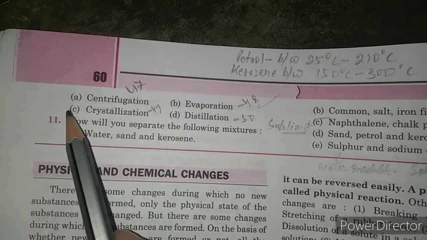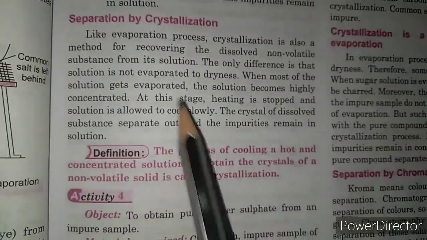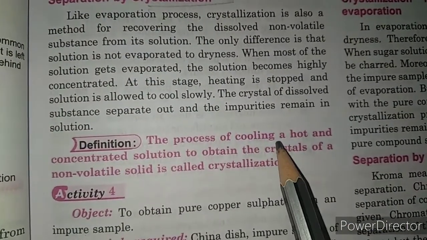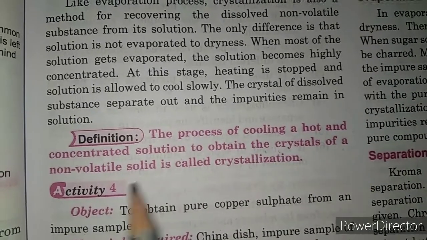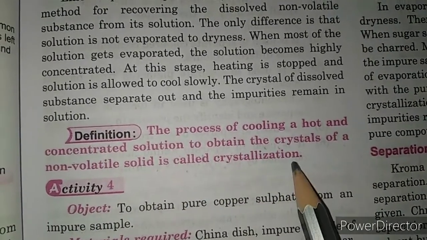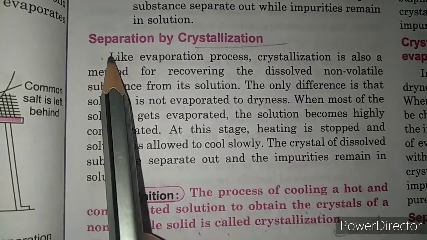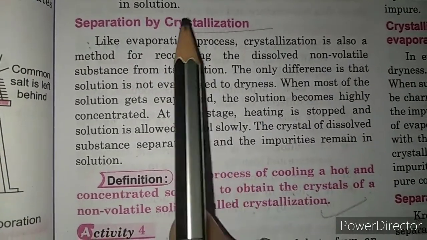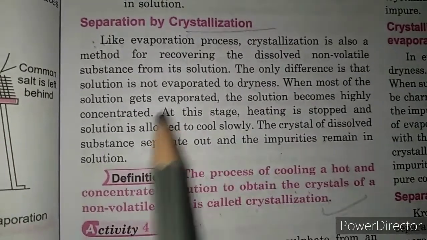The 10th C question is crystallization. It has been given on page number 49. So let us see. Okay, here you will write the heading crystallization. After that you will write this: the process of cooling a hot and concentrated solution to obtain the crystals of a non-volatile solid is called crystallization. After that you will change the paragraph and you will start writing from here and up to here. This is some explanation of crystallization, and this is how you can write the answer of this question.